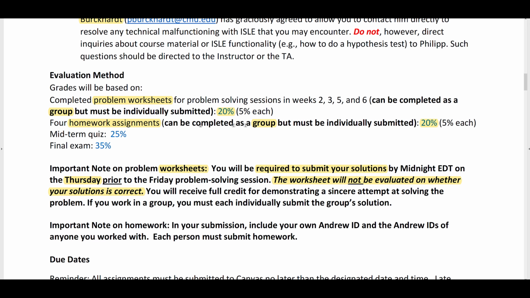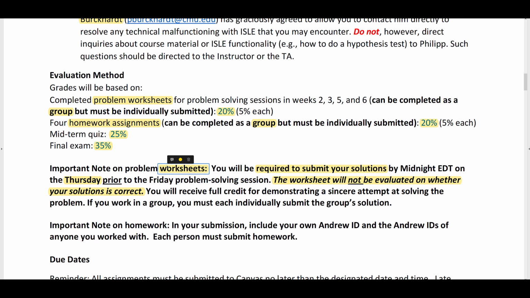And so these homework assignments will be worth another 20%. Now, the midterm quiz that will happen at the end of week three is going to be worth 25% of your overall grade. And the final exam, which will occur on the very last day of the course at the end of week six, is worth 35%.